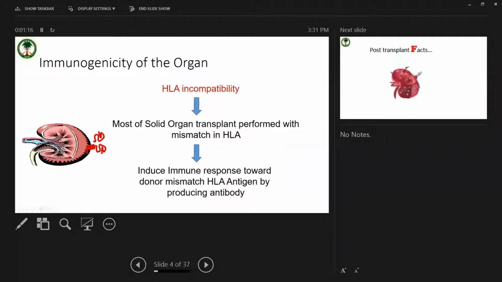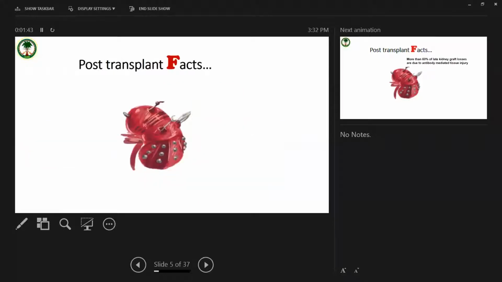The immunogenicity of the organs, we all believe that most of the solid organ transplants happening in the world are basically from one or more mismatch HLA antigens. Therefore, it will induce immune response toward donor mismatch HLA antigen by producing antibodies. And our job is to detect those antibodies and advise our clinical team.